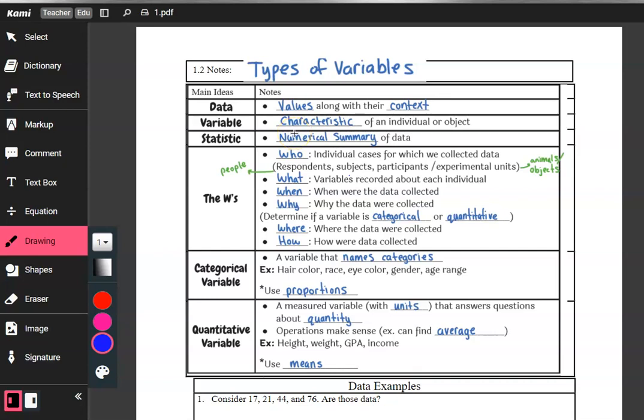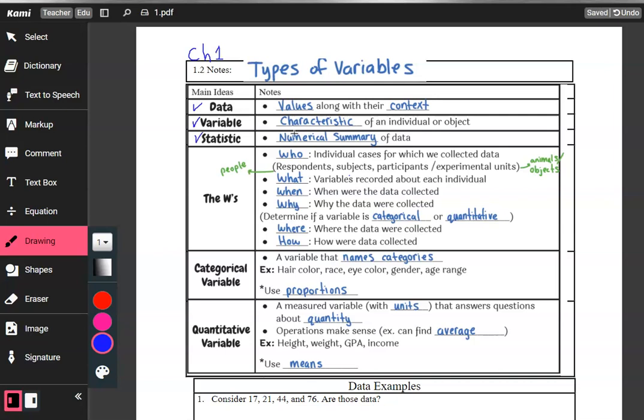Here are the guided notes for chapter 1. So for chapter 1, our title is Types of Variables. There are 3 vocabulary words that we're going to start off with. That is data, variable, and statistic.